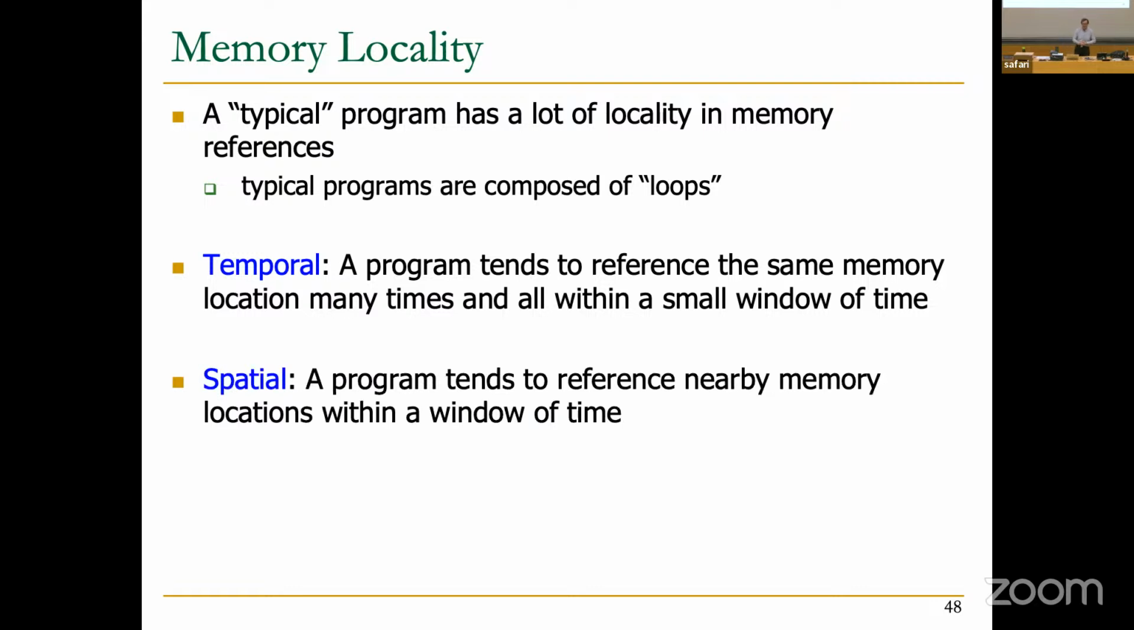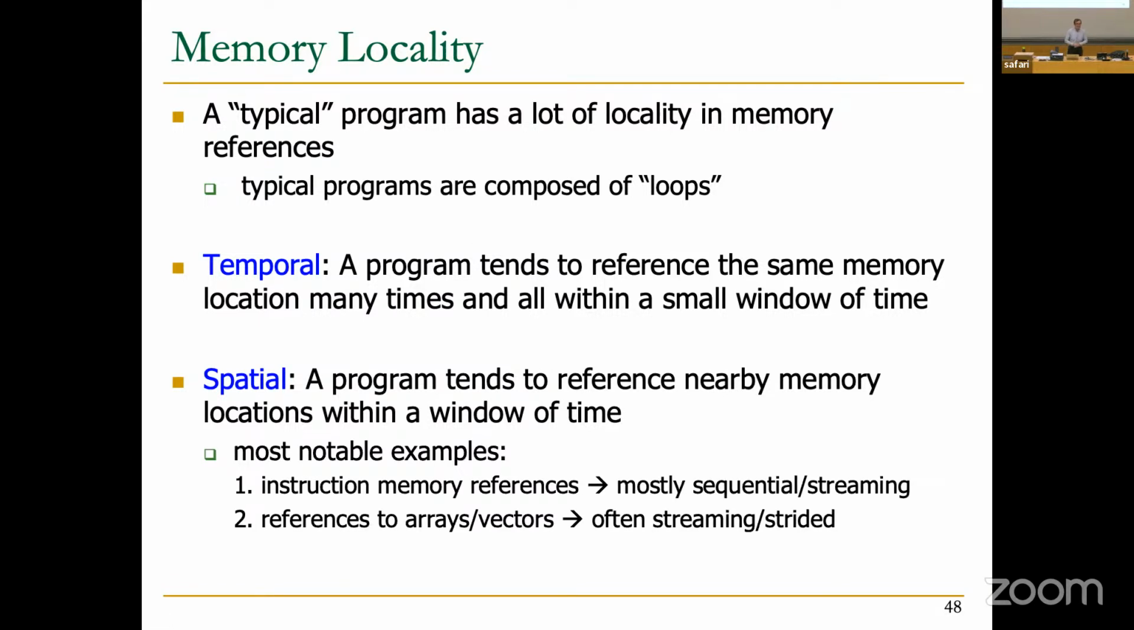Okay, spatial locality is the idea that a program tends to reference nearby memory locations within a window of time. Most notable examples, we've seen actually a lot of these, instruction references, for example, right? Instruction references, because of the von Neumann model, are sequential. You go sequentially in the instruction stream, unless there's a control flow operation. But control flow operations can put you back to a close by location in the instruction stream also, right? So basically, this is the reason why you get spatial locality in instruction references.